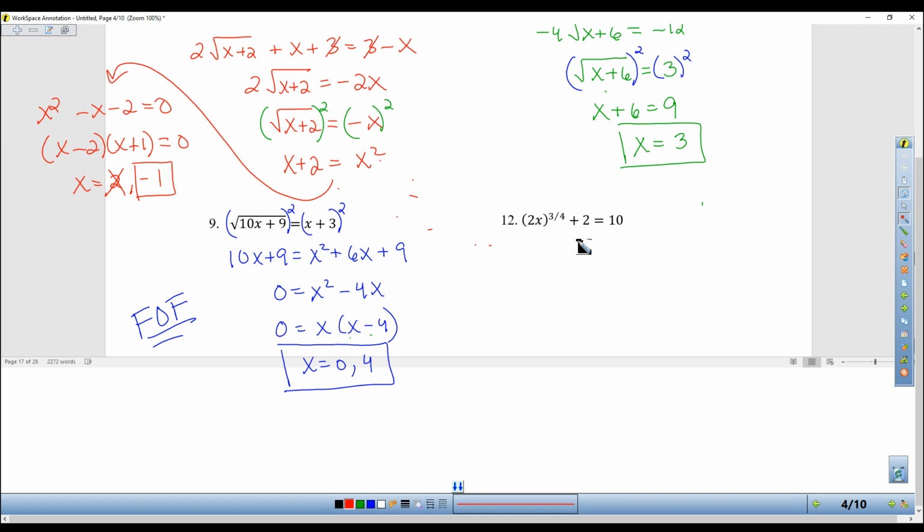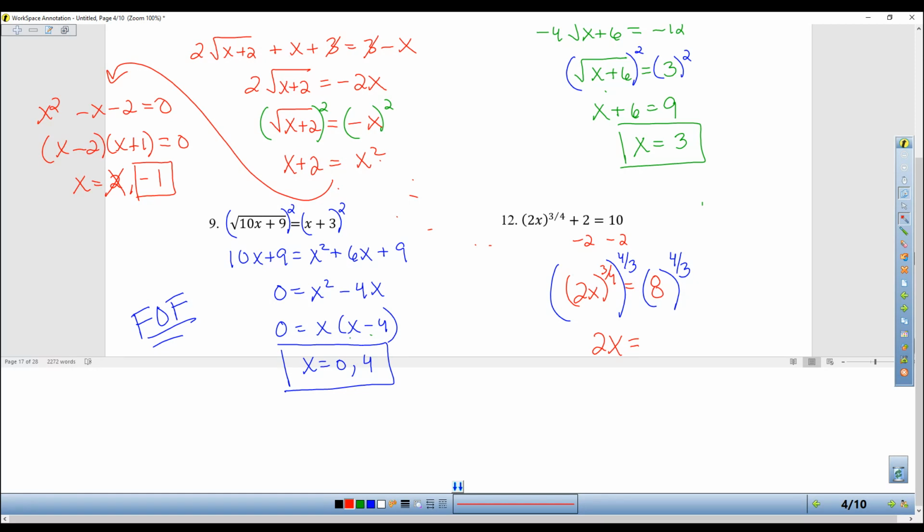Number 12, a little bit of a different one. So we have 2x to the 3/4 is equal to 8. So the way we can undo that is we can raise it to the 4/3. Because when you multiply exponents, you'll get 12 over 12, which is 1. So that's how you would undo it if it was a fractional exponent.